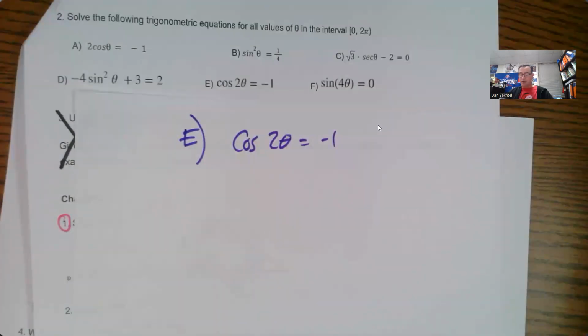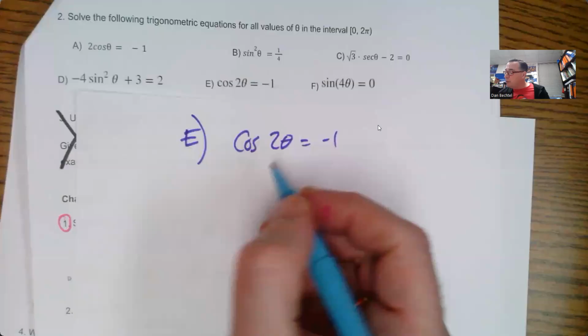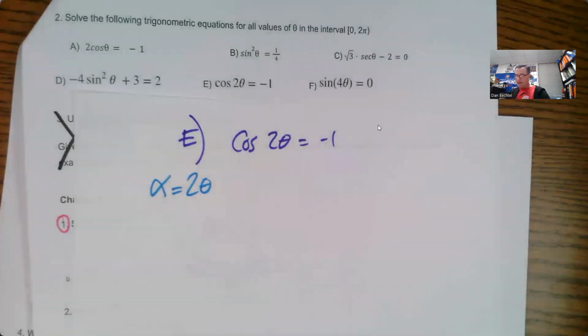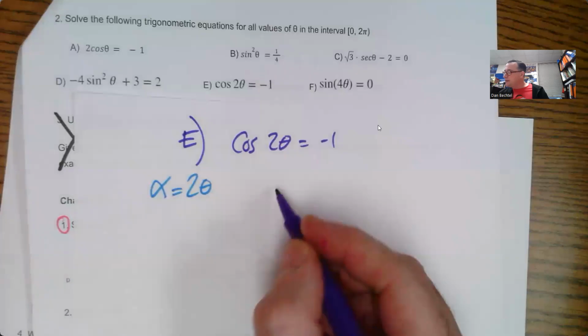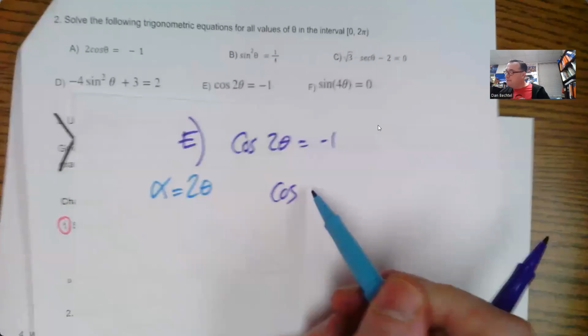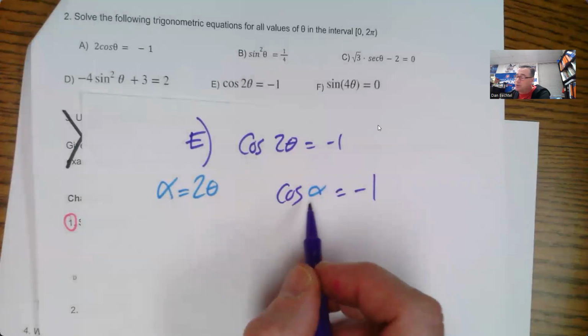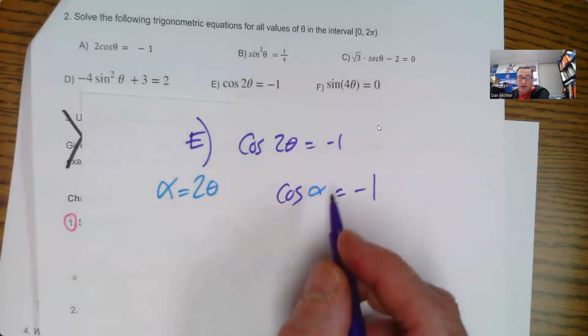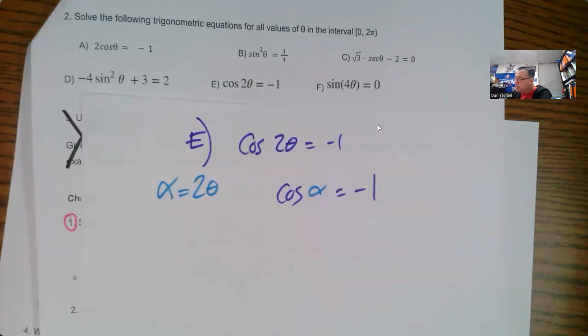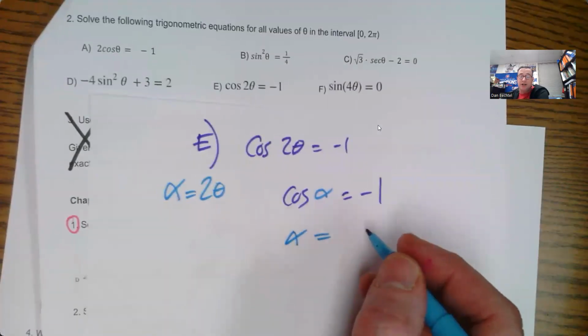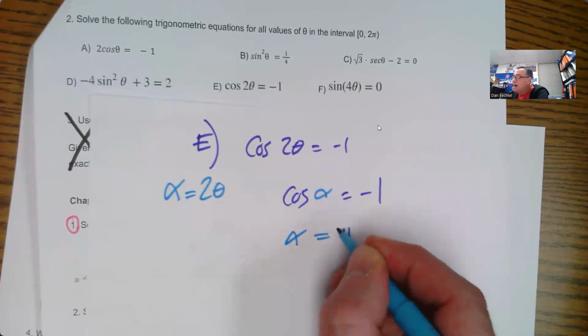Okay, so our first thing that we're going to do is a substitution. We're going to say that alpha is equal to 2 theta. And I'm going to rewrite this as the cosine of alpha is equal to -1. Now, we're going to look at this and figure out where on the unit circle the cosine is going to be -1. Now, the nice thing is the cosine itself is only equal to -1 at one place on the unit circle, and that is at pi.